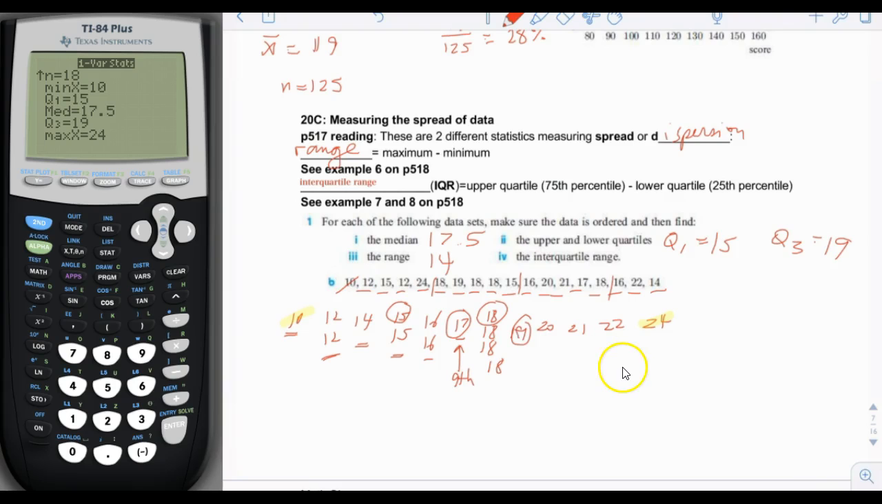And then the interquartile range would be the difference between those two, so 19 minus 15 equals 4. Okay, and that's it for that one.